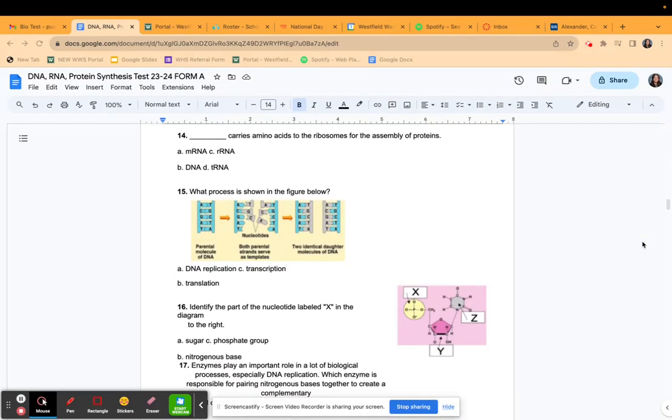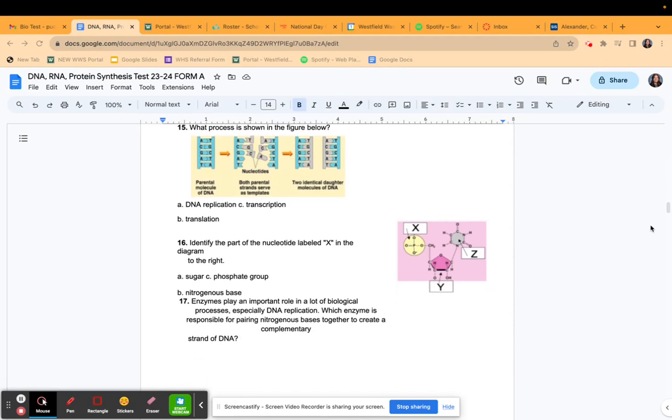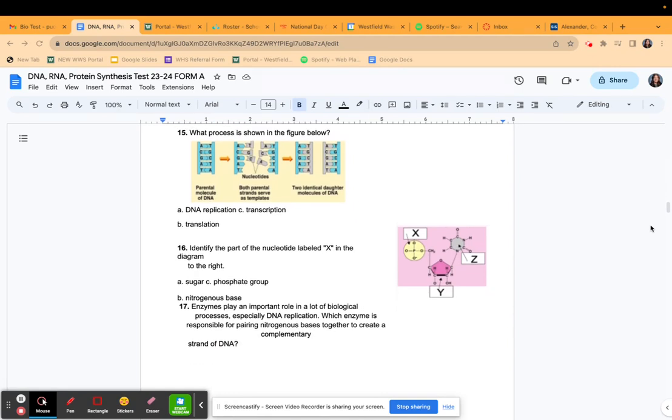Number 14. Blank carries amino acids to the ribosomes for the assembly of proteins. A. mRNA, B. DNA, C. rRNA, or D. tRNA. Number 15. What process is shown in the figure below? A. DNA replication, B. Translation, C. Transcription.